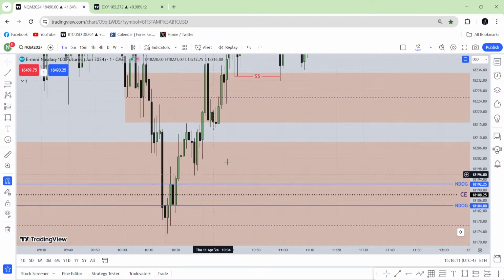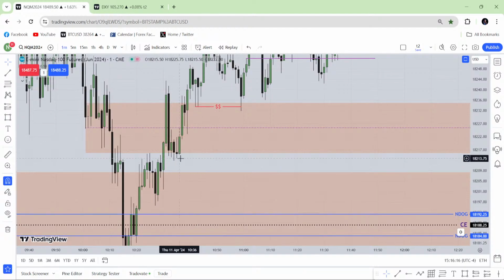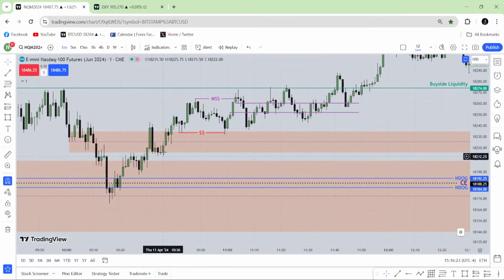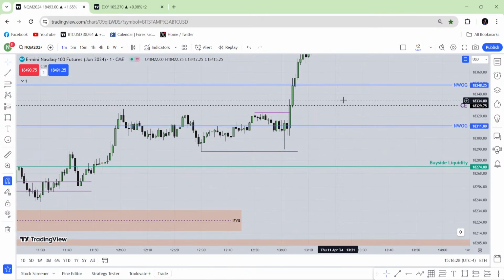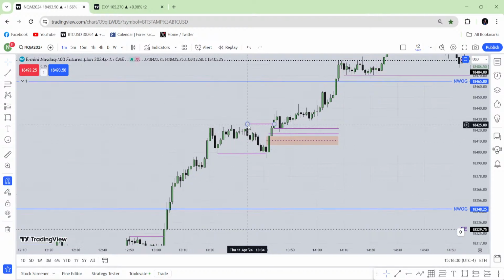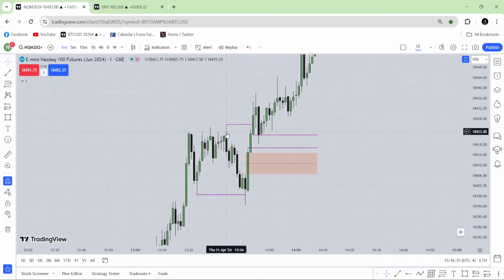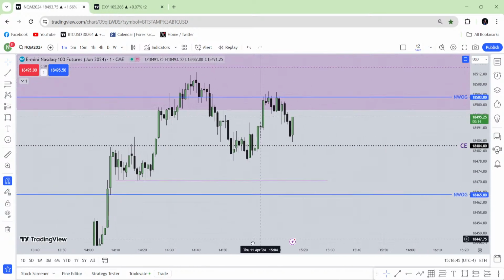Sometimes I miss this type of entry. I missed it, but that doesn't mean I'm a loser. But at the same time, it's true that sometimes I miss these entries. But most of the time I look for this type of thing. Perfect swing high. Look over here, see this swing, a very nice swing. This is the swing high. Market shifted, parallel gap. I am able to catch that move.